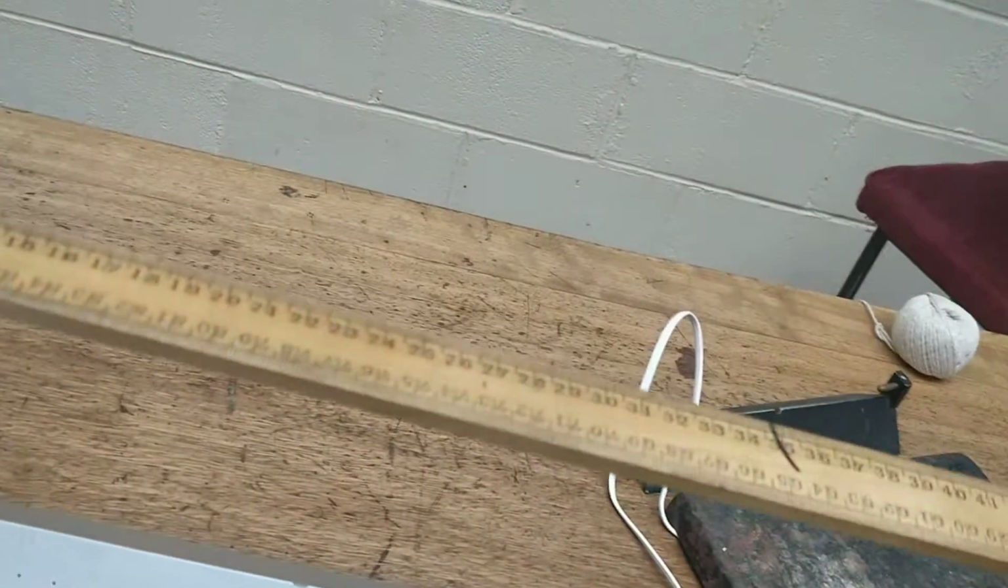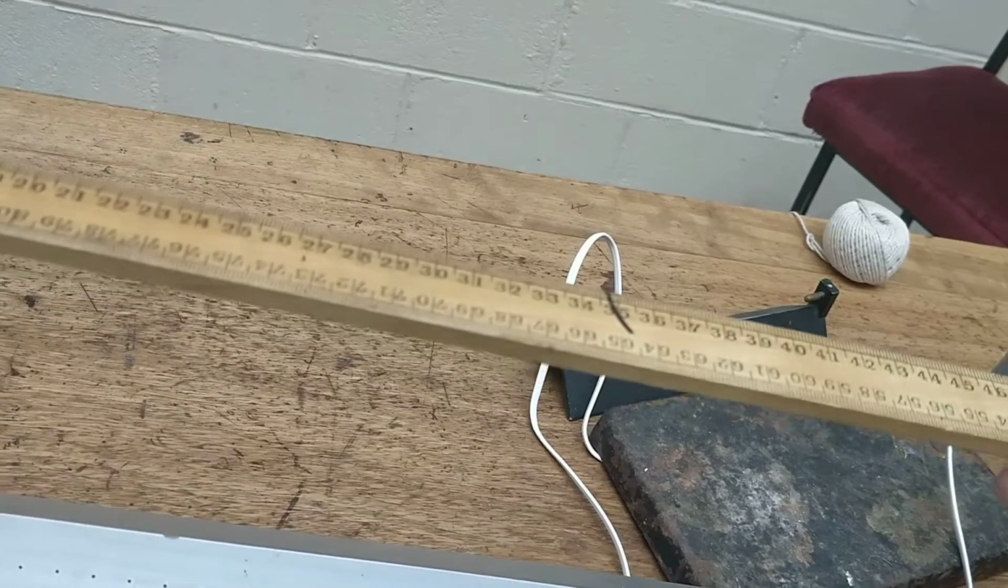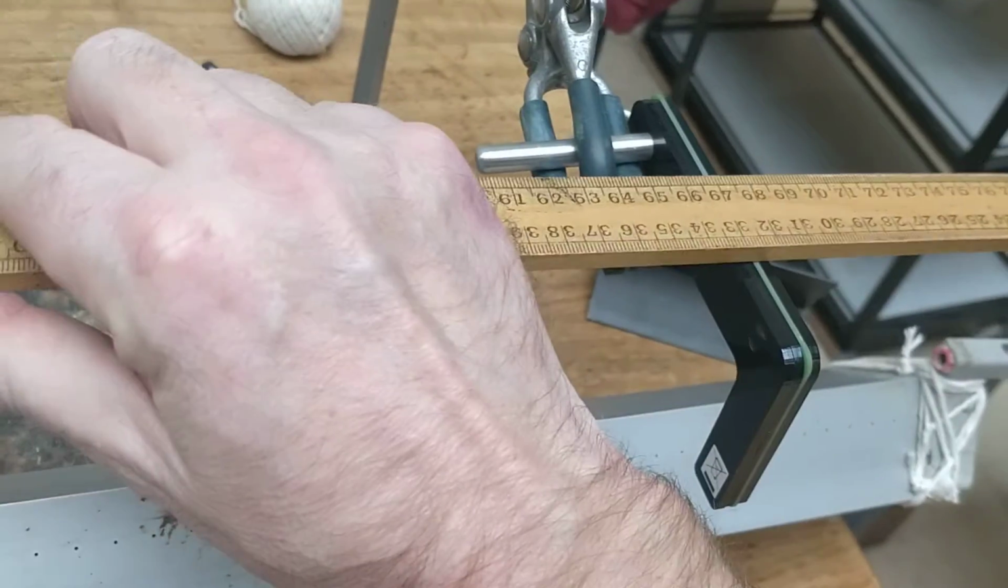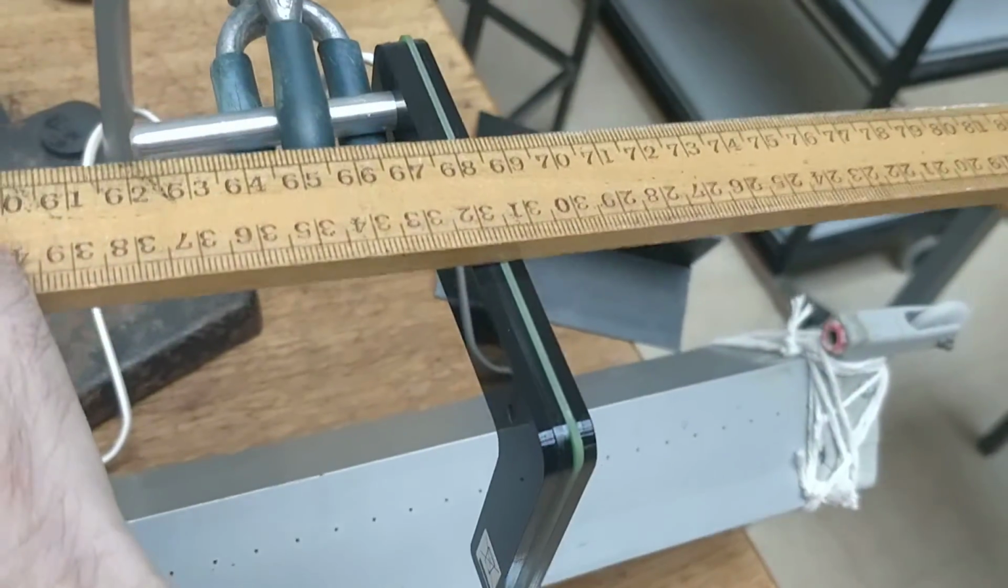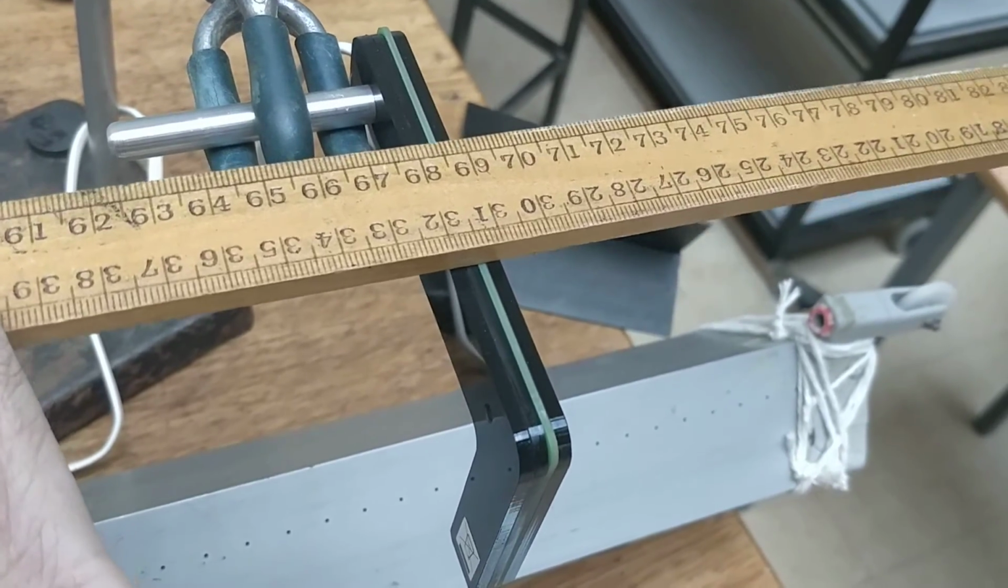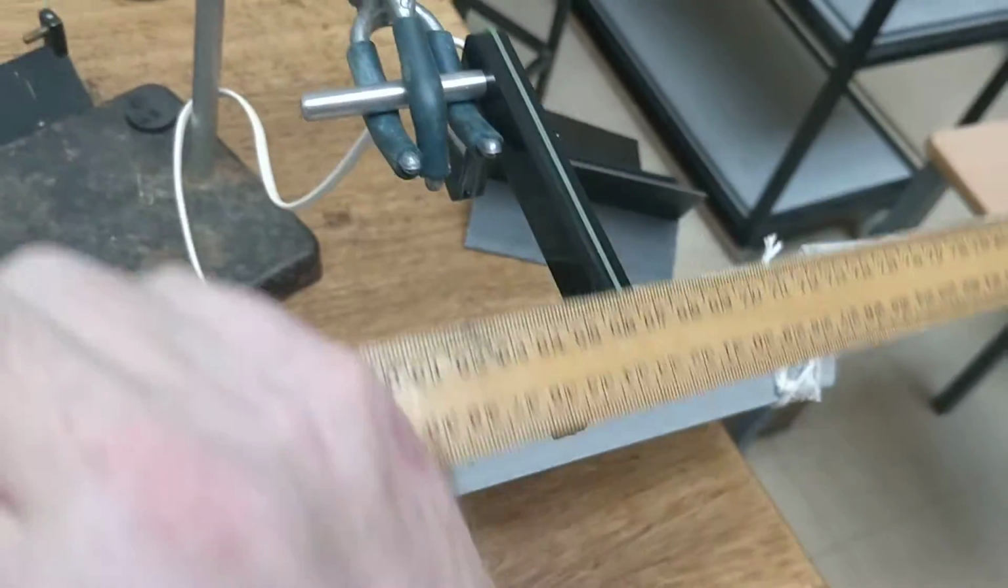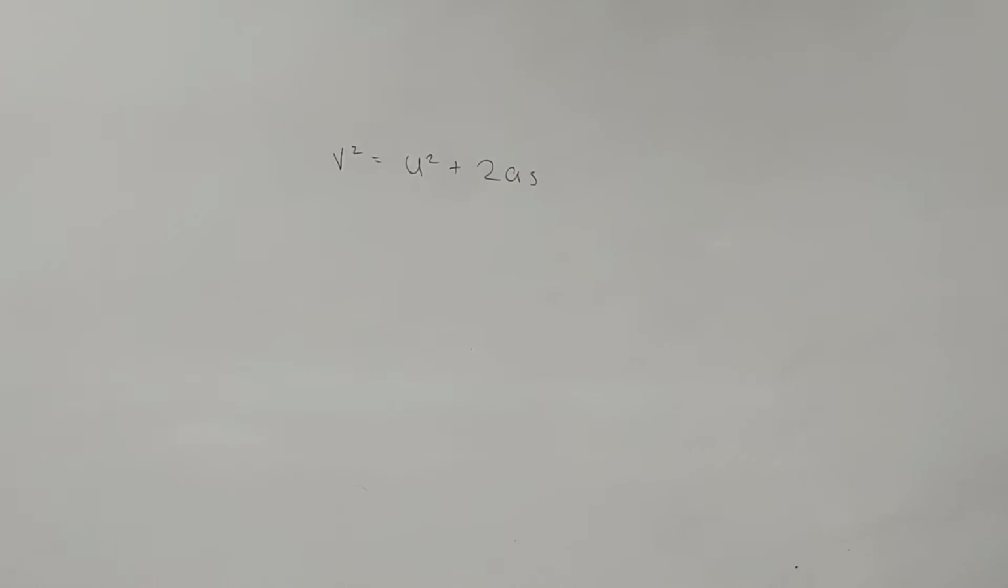Okay, and then I have to measure the distance between the two of these, from the end of one to the end of the other. Okay, so we're ending up here with a value of about 68.8 centimeters. And then just fill it into that, and I have the acceleration, and we're done.